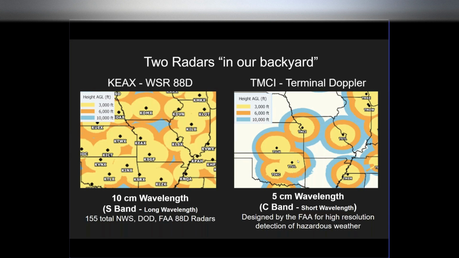The terminal Doppler radars came about after some incidents, the most famous being the downburst incident at DFW that resulted in a plane crash. These are 5 centimeter wavelength radars, so a smaller wavelength. They're C-band, which is short wavelength. These are at most airports across the country. In Missouri, we have two: one here at KCI, and one at St. Louis.